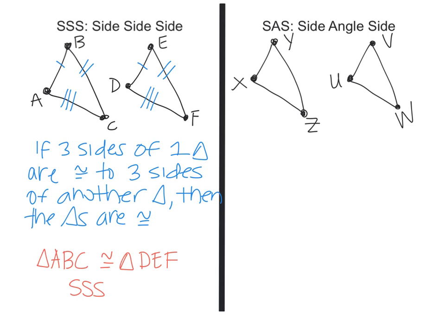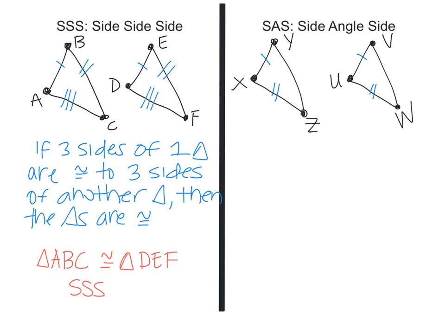Okay, for side, angle, side, it's just like what it sounds like. Now, first we need to talk about what it means to have an angle that's in between. So if we look at this, we can think about side, angle, side, angle, and side. That means I need to have at least two sides and an angle that are congruent. So I'm going to have this side, this side, this side, and this side.